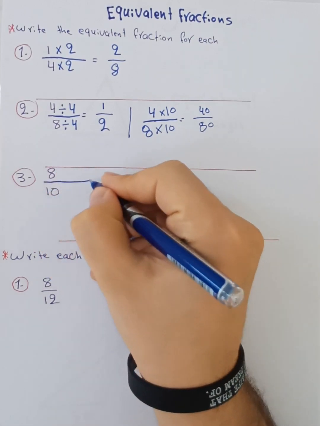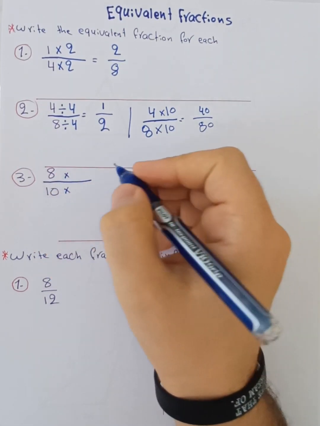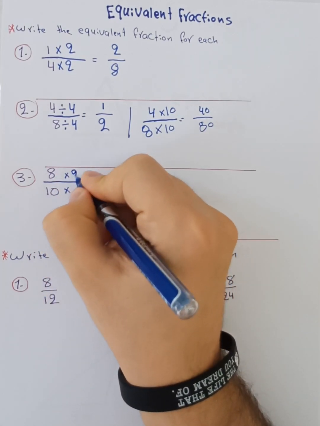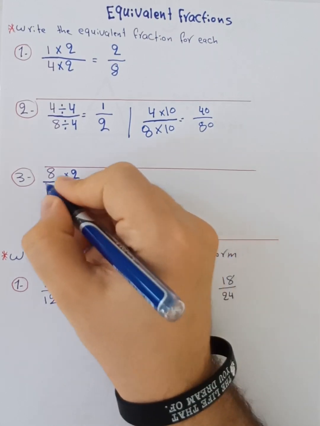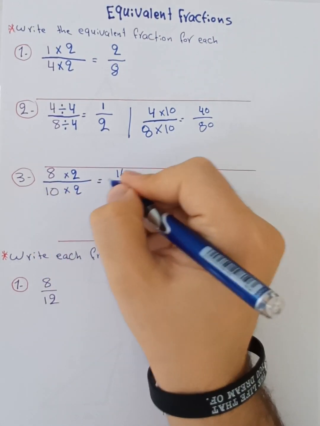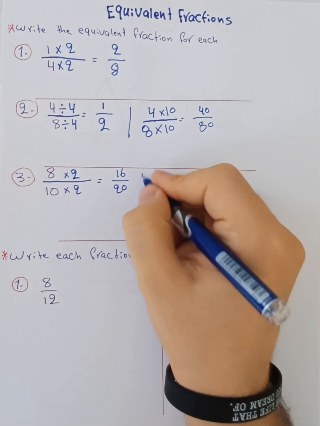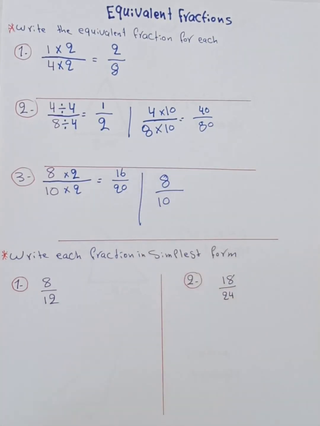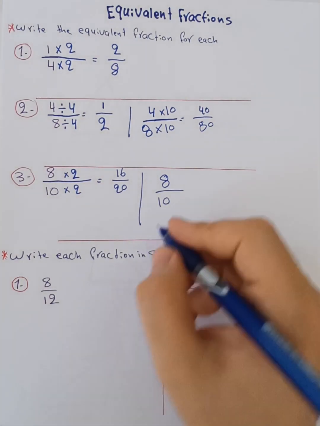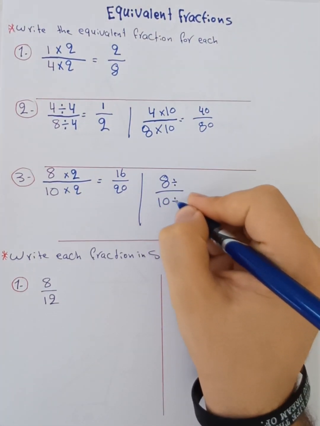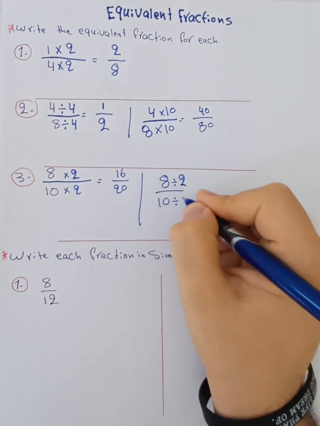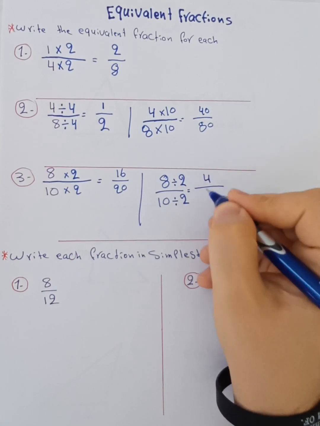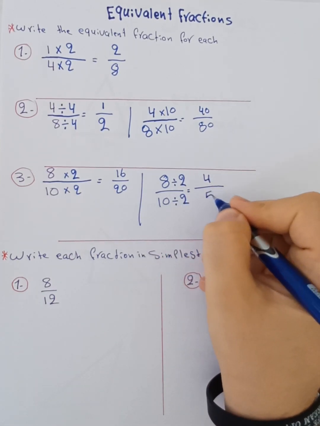Another example, number 3, we have 8 out of 10. We can use the multiplication way or the division way. For the multiplication way, we can multiply both numerator and denominator by 2. 8 times 2 is 16, 10 times 2 is 20. And then we can use the division way. We have 8 out of 10. We can divide both numerator and denominator by 2. 8 divided by 2 is 4. 10 divided by 2 is 5.